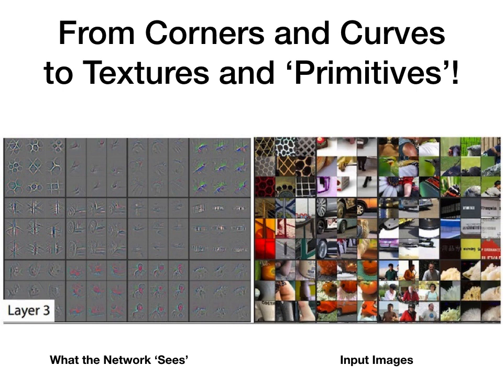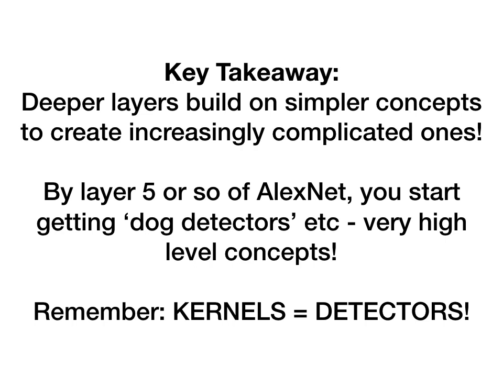As we go deeper and deeper, these detectors are building on one another, combining together, and creating higher level concepts. And this is the fundamental principle that makes convolutional neural networks so powerful. You build on simple concepts to create complicated ones deeper and deeper into the network. By about layer 5 or so of AlexNet, you get detectors that are detecting entire objects, like an entire dog. So empirically, we know that convolutional neural networks perform very well on many image tasks. This is what they're most famous for.